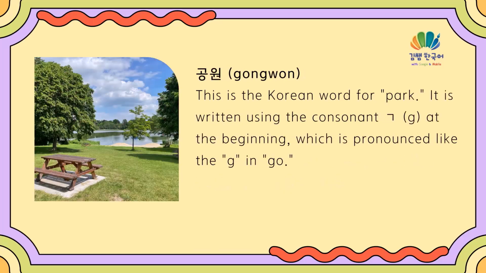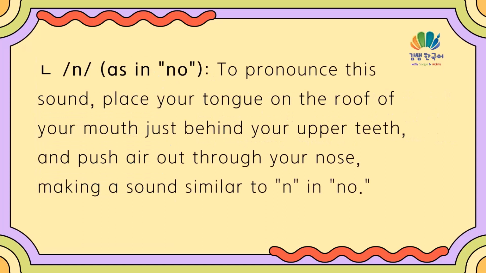공원. This is the Korean word for park. It is written using the consonant 기억, G, at the beginning, which is pronounced like the G in go. 니은. N, as in no. To pronounce this sound, place your tongue on the roof of your mouth, just behind your upper teeth, and push air out through your nose, making a sound similar to N in no.